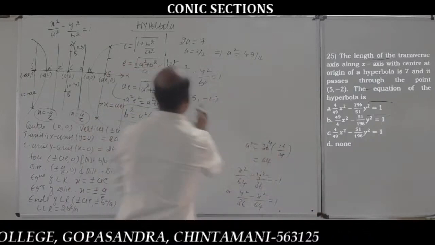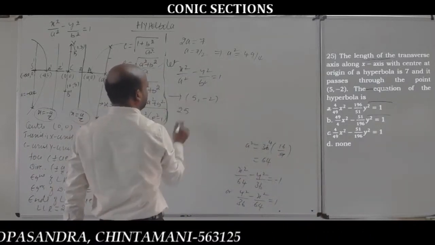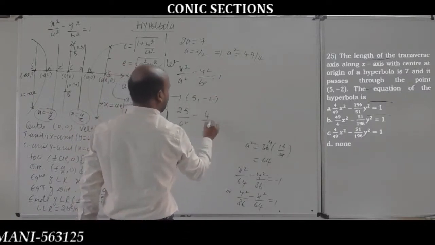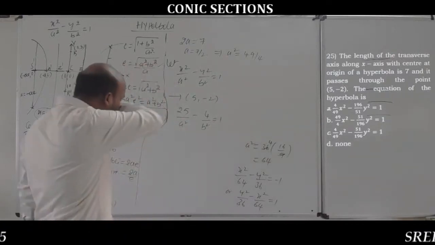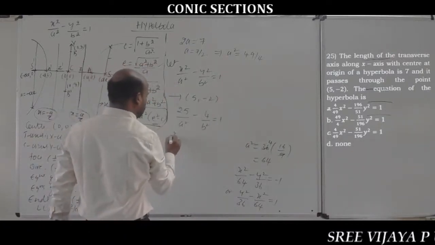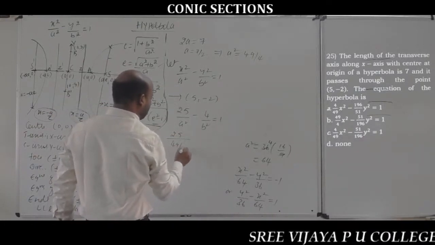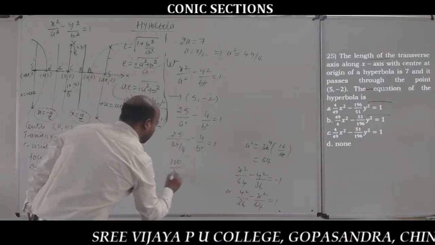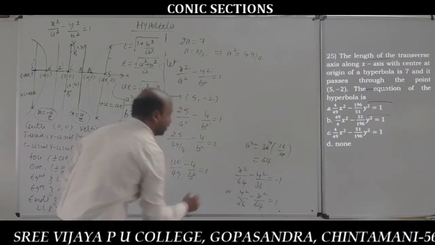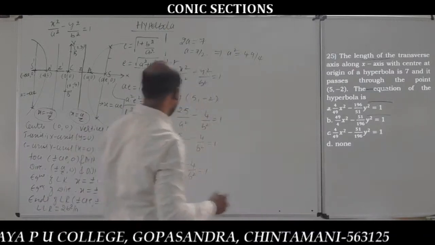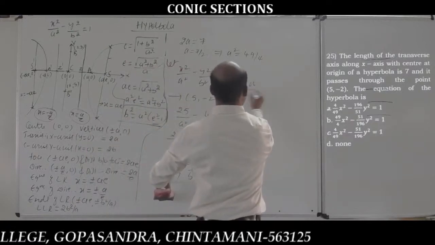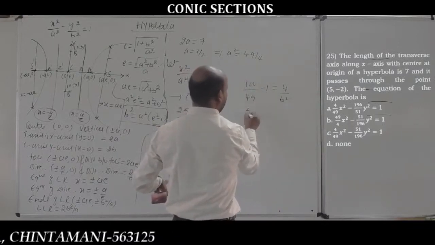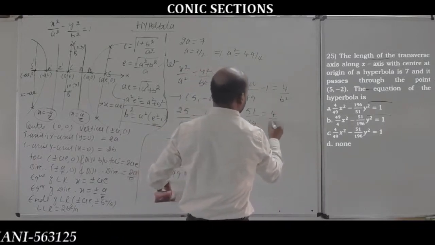It is given that this hyperbola is passing through the point 5 comma minus 2. Taking the x value 5, x square is 25 by a square minus minus 2 whole square, that is 4 by b square, is equal to 1. The a square value is 49 by 4. So 25 by 49 by 4 minus 4 by b square is equal to 1. 4 into 25, 100 by 49 minus 4 by b square is equal to 1. So you will get 100 by 49 minus 1 is equal to 4 by b square. So you will get 51 by 49 is equal to 4 by b square.